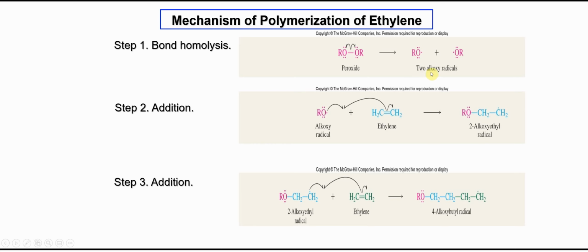Those two radicals are called alkyl-oxy radicals. This radical will react with your ethylene double bond. This radical, this unpaired electron, will bond with one of the pi electrons. So they form a carbon-oxygen bond. This carbon retains one of the electrons, so you form a radical. This radical is called the 2-alkoxy-ethyl radical, and it reacts with your ethylene.